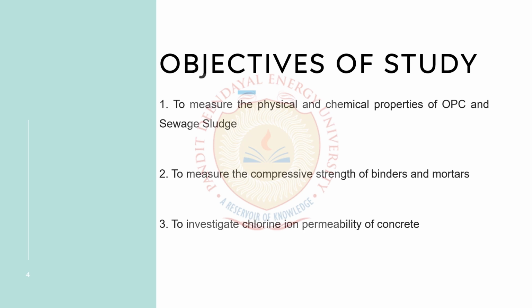So the objective of the study is, first of all, to measure the physical and the chemical properties of OPC, ordinary Portland cement, and sewage sludge, to measure the comparative strength of binders and mortars, and to investigate the chlorine ion permeability of the concrete prepared from sewage sludge ash and cement.